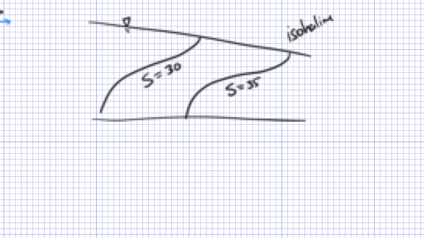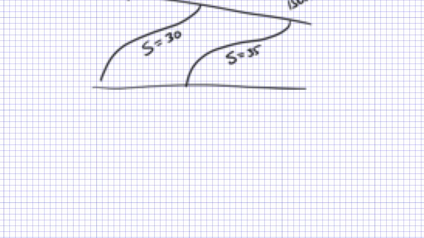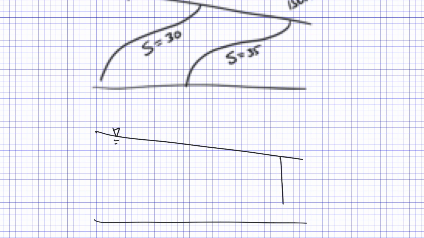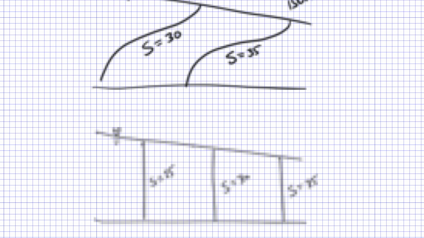Now, on the other hand, if you were in a more energetic system, let's suppose you were in Puget Sound in Washington State, the isohalines there might be just straight vertical lines. So this might have a salinity of 35, this might have a salinity of 30, this might have a salinity of 25. Now, why is that happening?